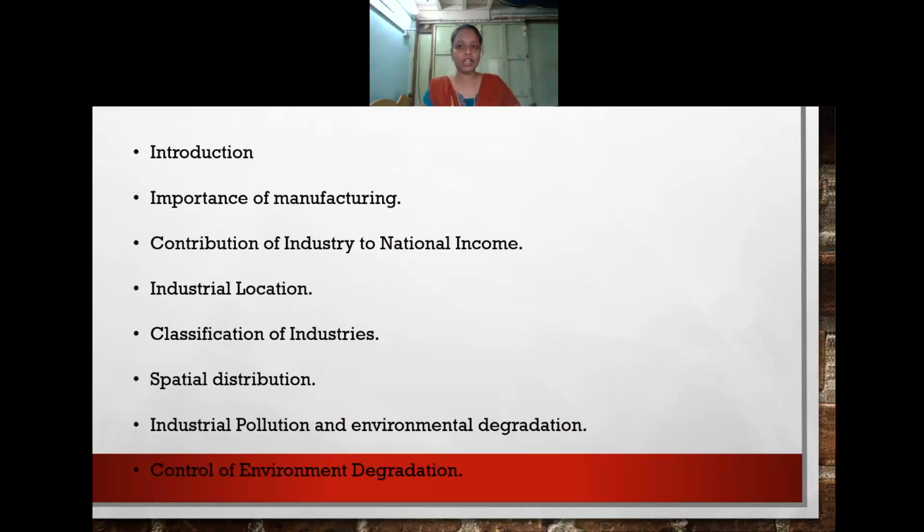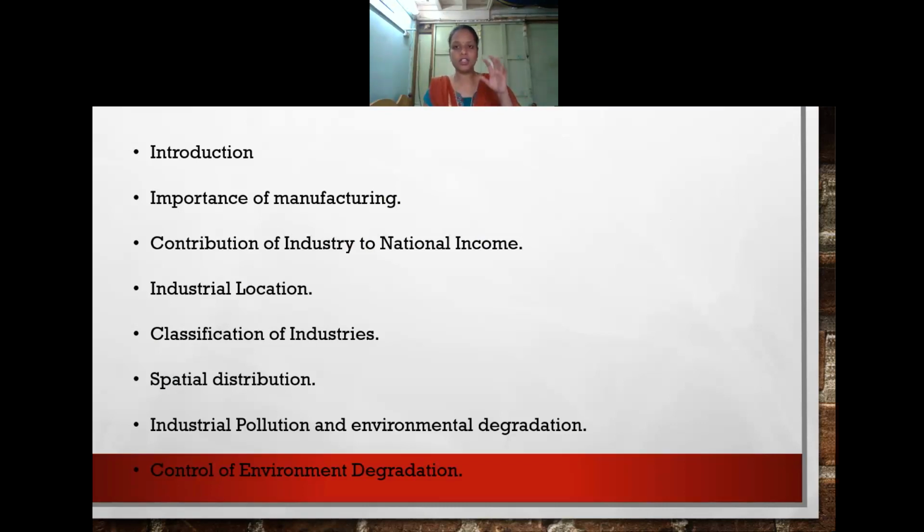Okay. So, what are the concepts you are going to learn and understand? What is the meaning of manufacturing industry? First one is the introduction. Second one is the importance: why manufacturing is more important. Then the contribution of manufacturing industries to the national economy. How much percentage of income there is for our country.